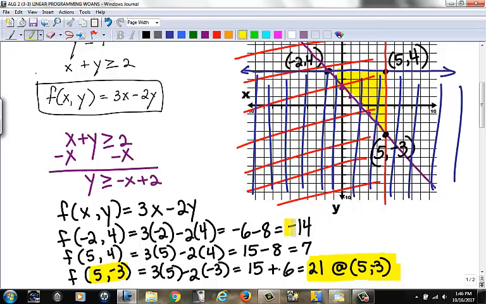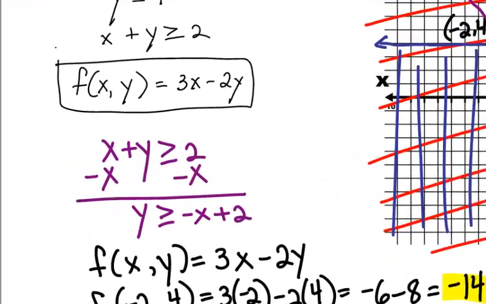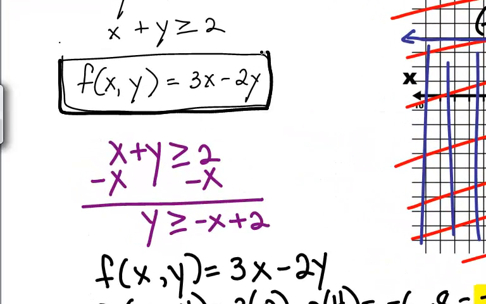-14, right? -14, and it occurred at -2, 4. So, you graph the inequalities, figure out the feasible region where it intersects. You got to find the vertices of the intersection and test them into whatever function they give you. They will give you a different function on each problem. Okay? Questions on that?